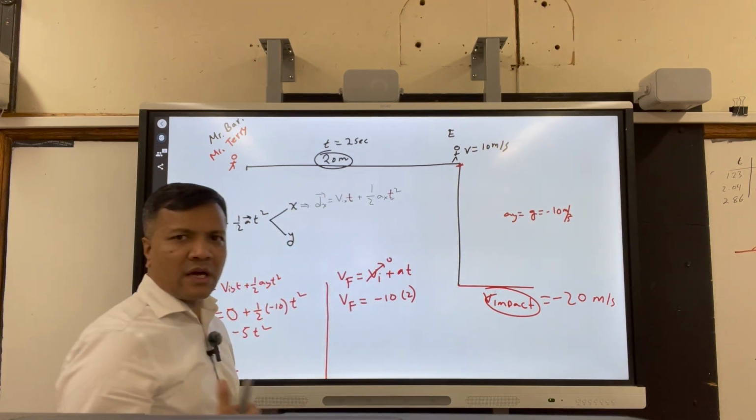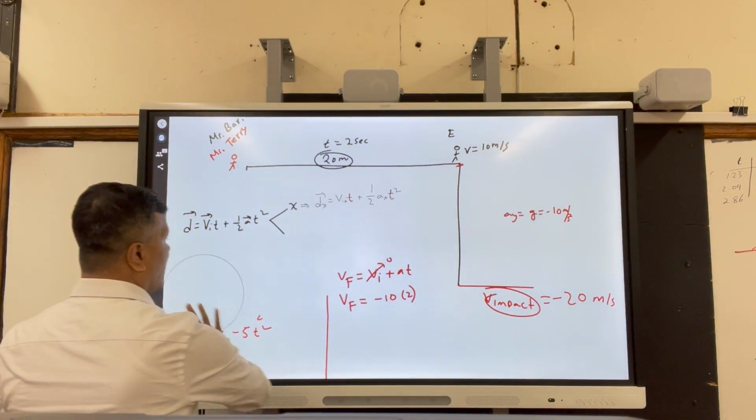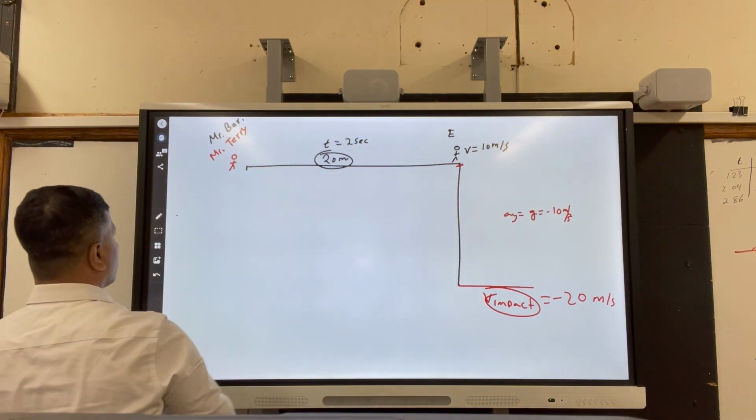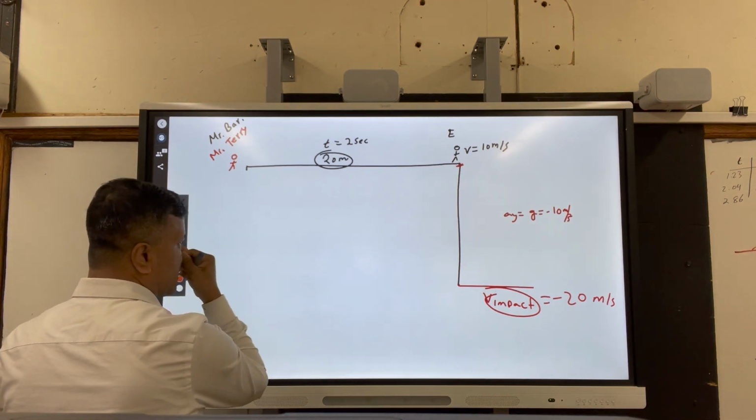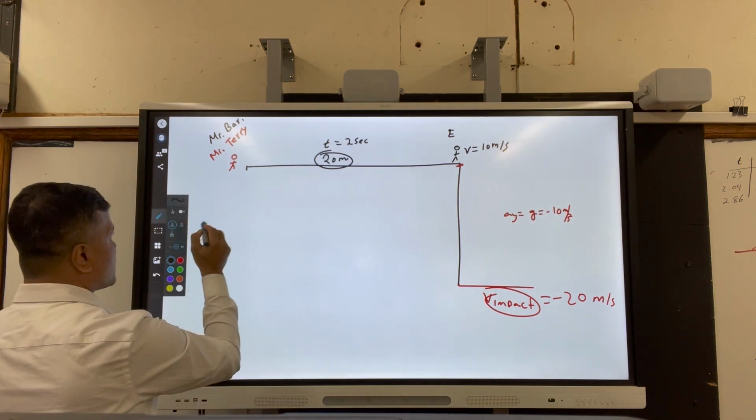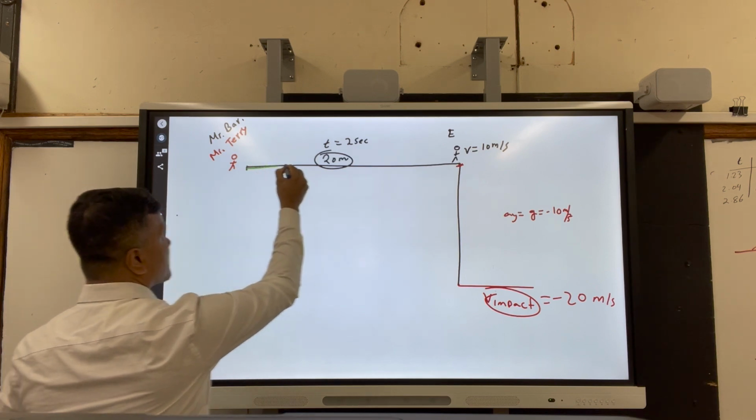Okay, now I'm going to ask you to draw the graph for Mr. Body and Mr. Terry. The graph for Mr. Body and Mr. Terry: Mr. Body's journey is from here to here.